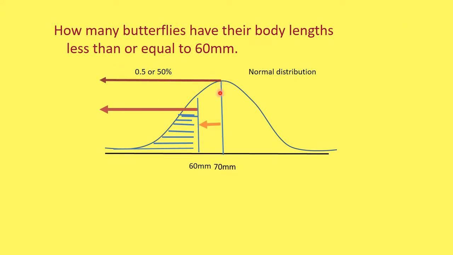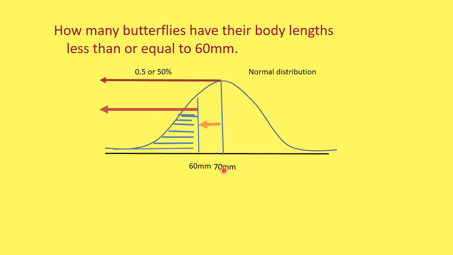Then here, you all know the population mean is 70 millimeter, and they are asking how many butterflies have their body length less than or equal to 60. 60 is somewhere here. And then we have to find less than. Less than means somewhere here, from here to here. Then we all know the probability of the left half is 0.5 or 50%.